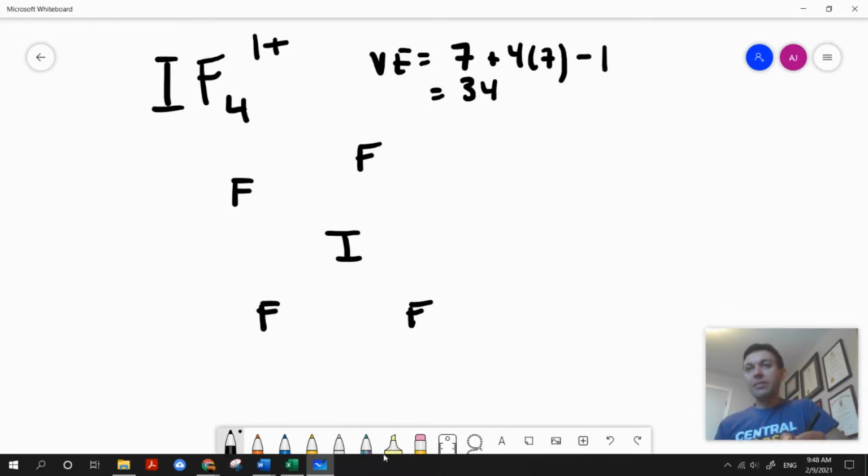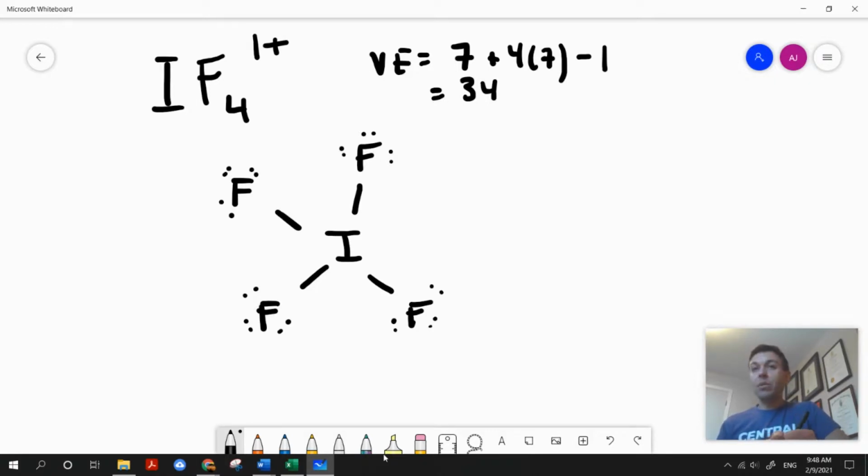Our next step is to form a single covalent bond between the central atom and the terminal atoms. This creates our molecule. And now we're going to complete the octet on the terminal atoms. Let's count the valence electrons that we've used now. In the bonded pairs, 2, 4, 6, 8. And then we have 4 fluorines, each with 6 lone electrons. So that's 24 plus 8. So we've used 32 of our valence electrons. So that means we still have 2 left over.